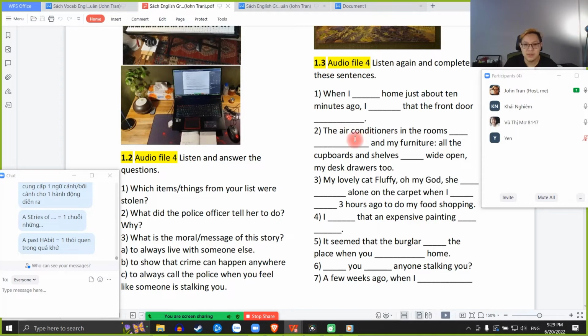Continuous. 2, it's all the cupboards and shelves were wide open. Đó, một hành động là were wide open. That is single completed action.